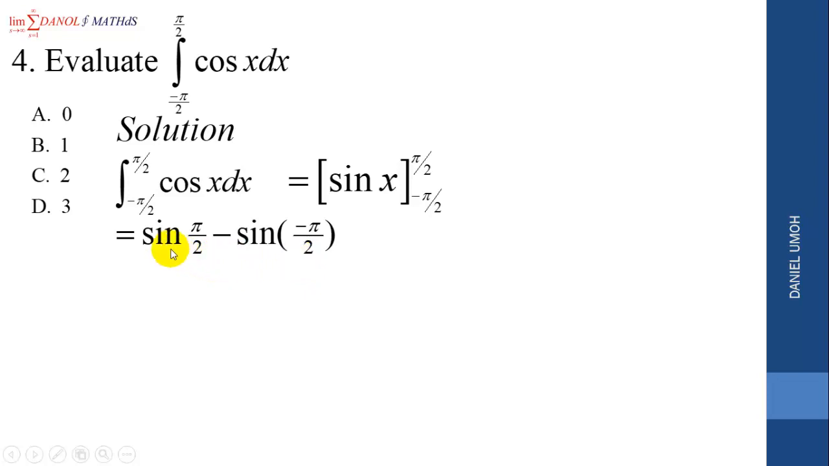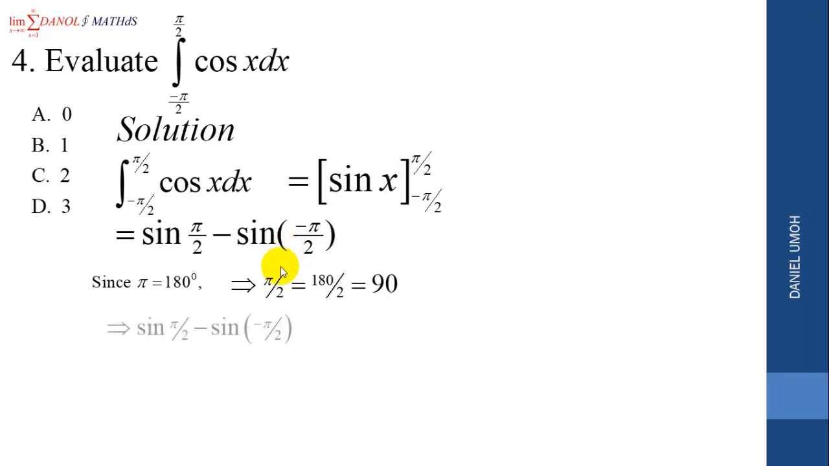Okay, so now remember that pi is equal to 180 degrees in radians. It implies that pi over 2 is 180 over 2, which is 90. Therefore, sine pi over 2 minus sine of minus pi over 2 will be equal to sine 90 minus sine of minus 90. This is because pi over 2 is 90, and obviously minus pi over 2 is minus 90.